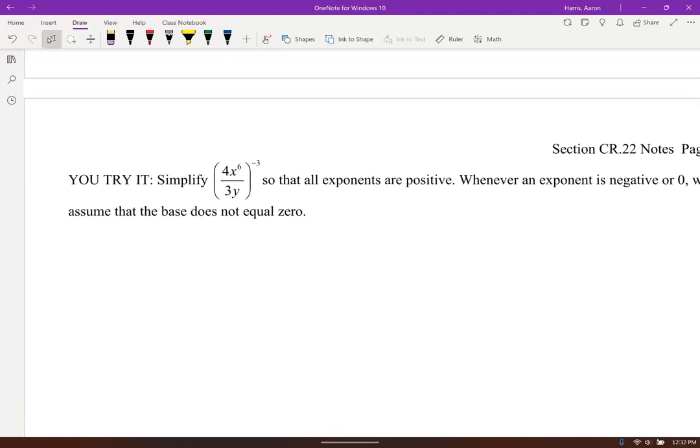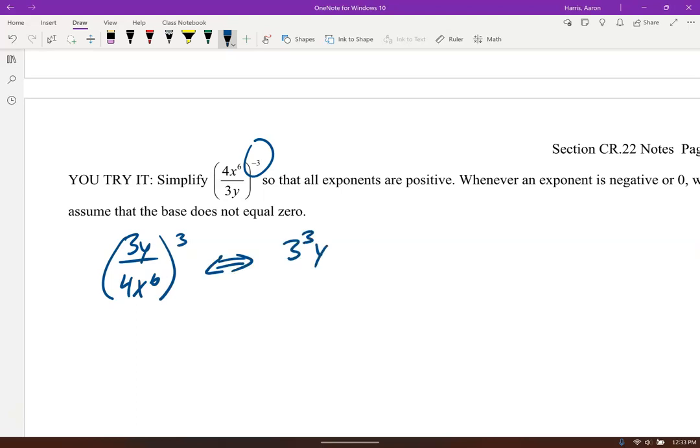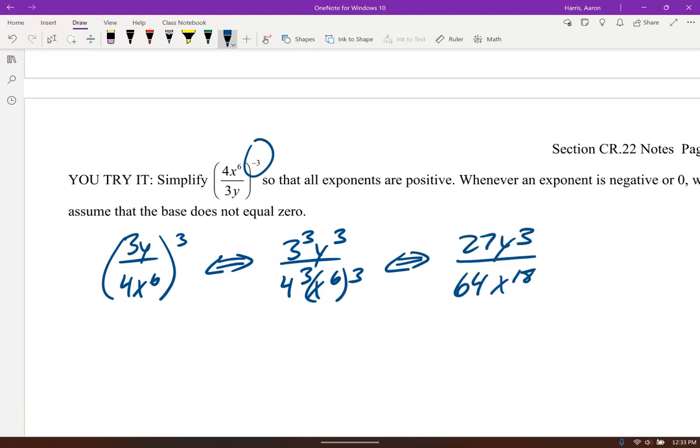Let's keep going with this one. And let's go ahead and use that quicker property that says since it's all taken to the negative 3, I could just switch these and make it to the positive 3, right? So that is a way to do that. So we got 27y to the 3rd over 64x to the 18th.